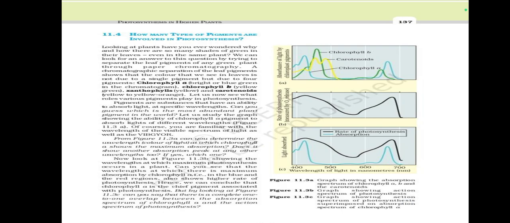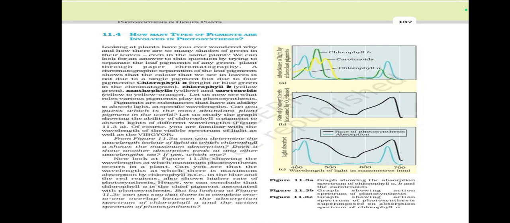How many types of pigments are involved in photosynthesis? Looking at plants, have you ever wondered why and how there are so many shades of green in their leaves, even in the same plant? We can look for an answer to this question by trying to separate the leaf pigments of any green plant through paper chromatography.